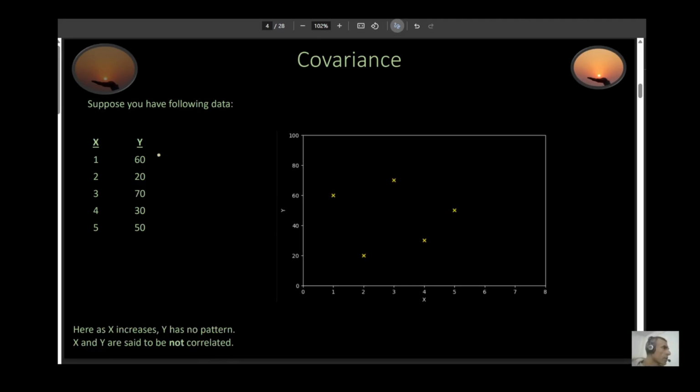Now let's take a look at this one. Here my x and y, I'm plotting them over here. So my x is 1, my y is 60, that would be this value. My x is 2, y is 20, that would be this. And then the third is right here, and the fourth and the fifth value. And you can see that as your x is increasing, your y has no specific pattern. Sometimes it goes up, sometimes it goes down. So in this particular case, you can say, just by looking at this visually, that x and y are not correlated.